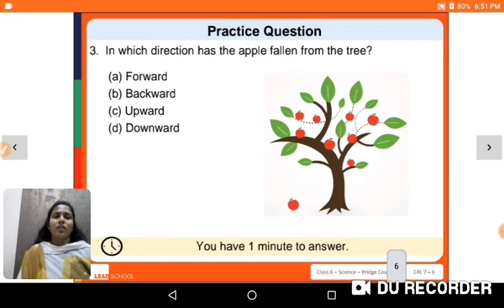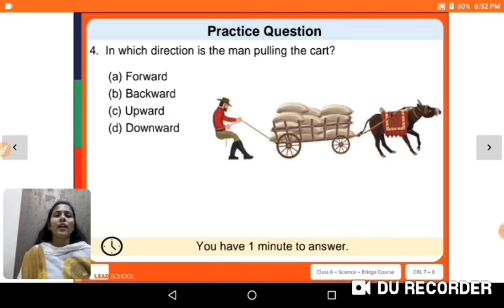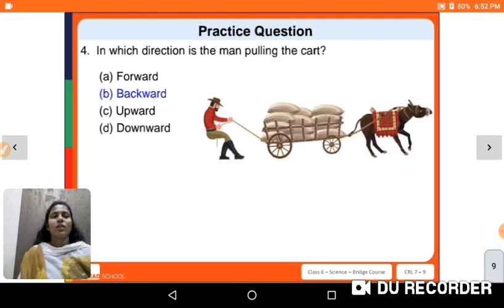In which direction has the apple fallen down from the tree? The apple on the tree falls to the ground, so in which direction is the apple coming? Downward direction. It falls from up to down. So the answer is downward direction. In which direction is the man pulling the cart? In which direction does the man pull? He pulls it towards himself, so he pulls it to the back side. He is pulling in the backward direction. So the answer is backward direction.